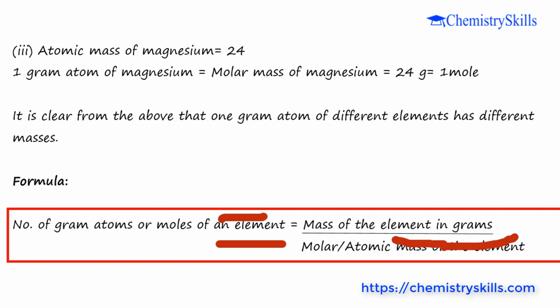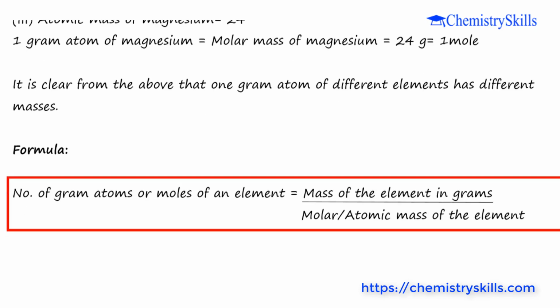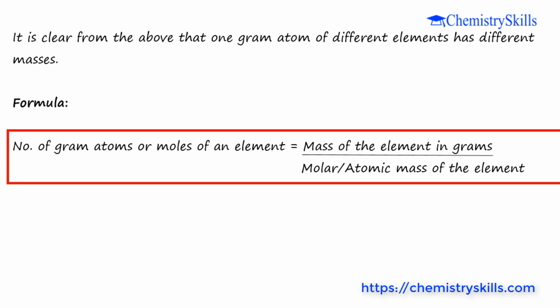Okay, let's discuss a formula. I have compiled a simplified formula for gram atoms or moles of an element. This is the most simplified formula you can use to find the number of gram atoms or moles of an element: the mass of the element in grams divided by the molar or atomic mass of the element.